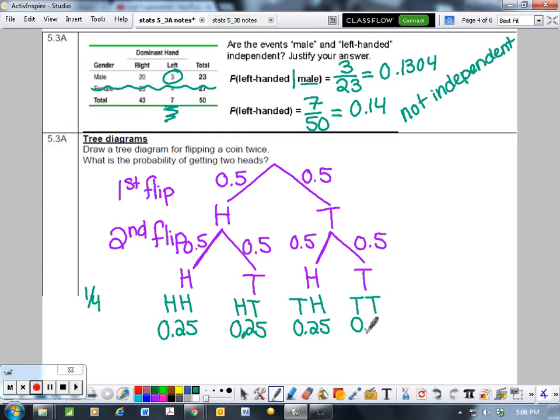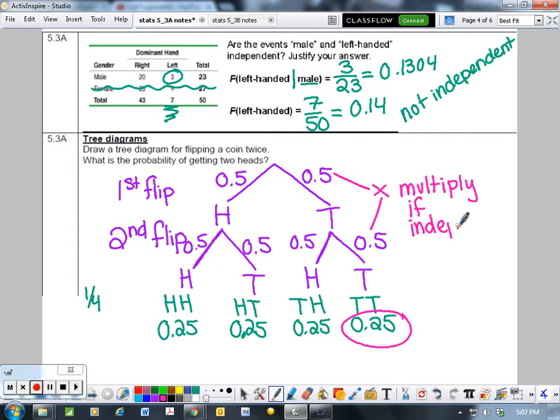Now, how did we get these numbers, 0.25? Other than just looking at that, how can we mathematically come up with that? Well, because these are independent events, and that's why we talked about independent first, I can actually calculate this probability by doing the probability of this one times the probability of that one. But only if it's independent.